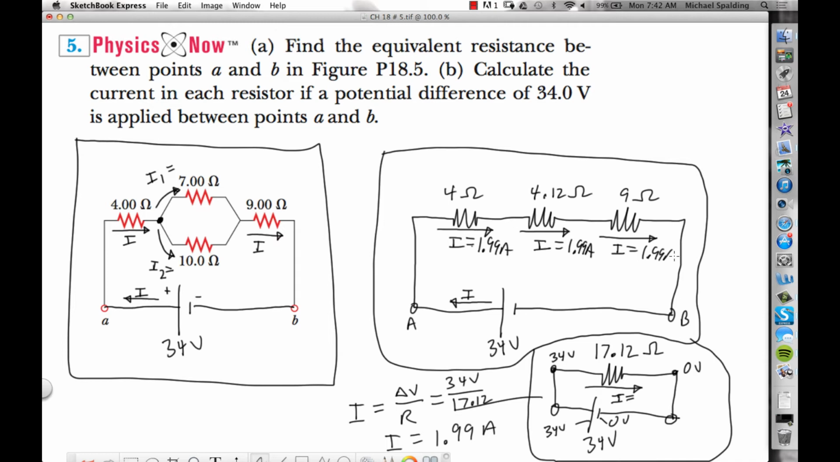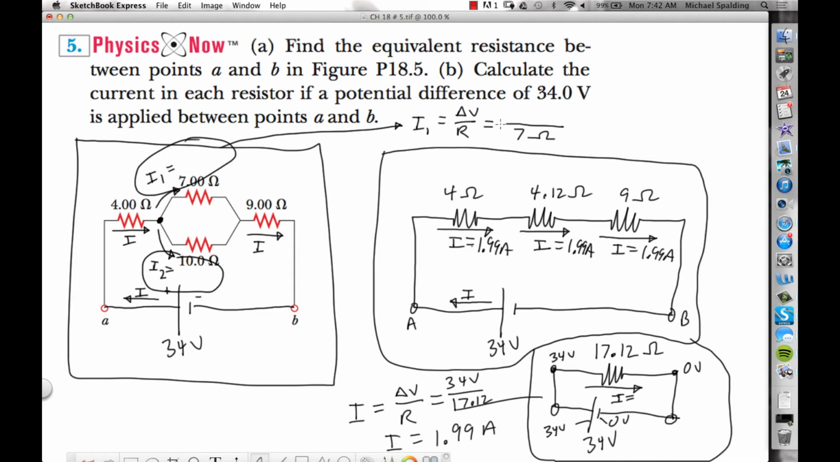1.99 amps. Okay? All right, now, how do we figure out the other two currents? I1 and I2. The only remaining thing to do in this problem is we need to figure out I1 and I2. Now, here's the way to do it, right? To figure out I1, so go right here. So I1 is going to be delta V over R, right? That's Ohm's law, just rearranged.